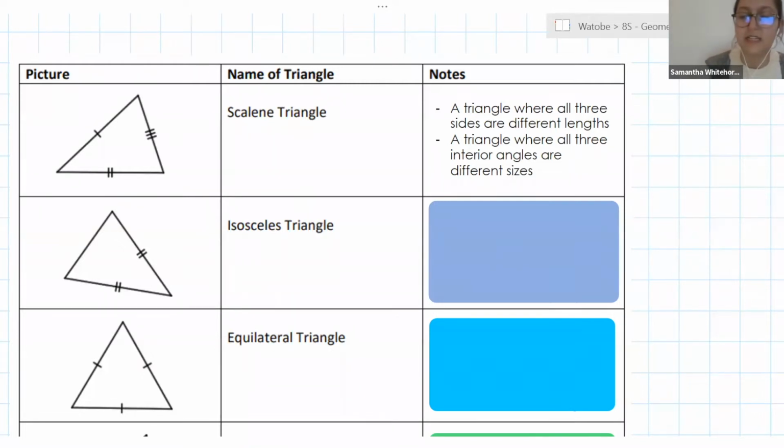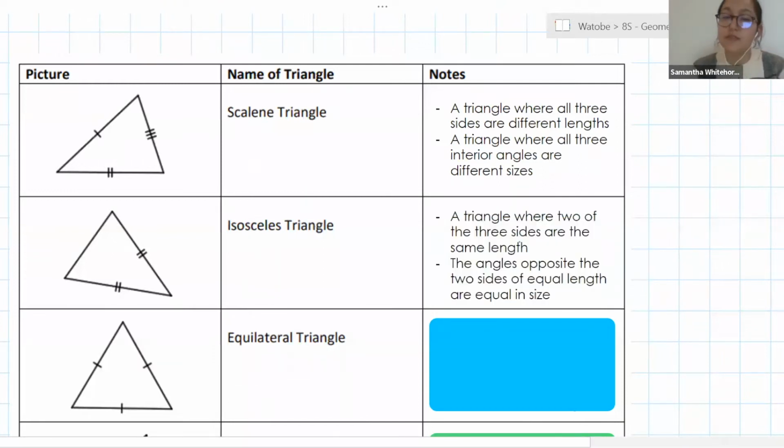Awesome. Exactly. So an isosceles triangle is one where two of the three sides are the same length. What that also means is that the angles opposite those sides are equal in size. Don't stress if that is completely new to you. We're going to have a look at this as we go along. But basically, an isosceles triangle is where two of our three sides are equal.